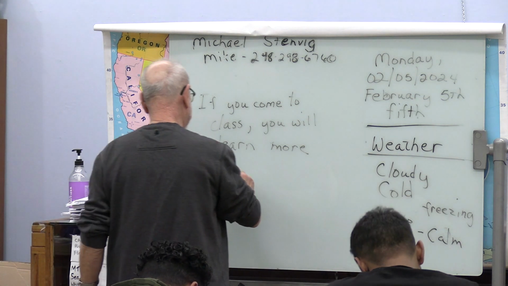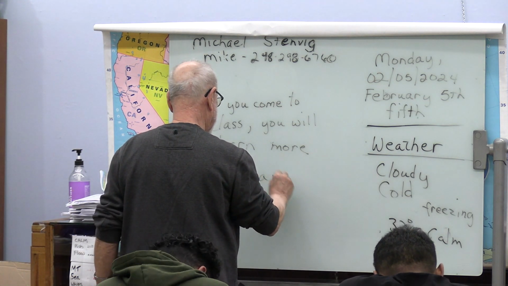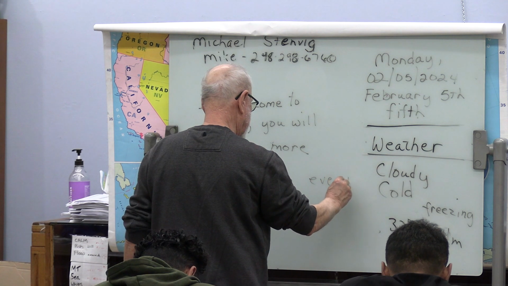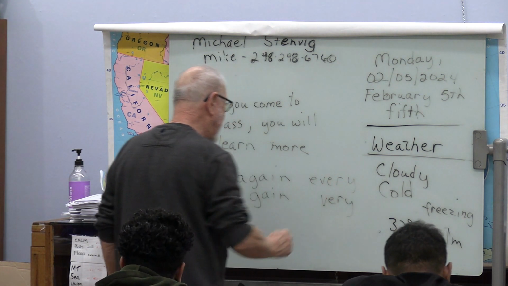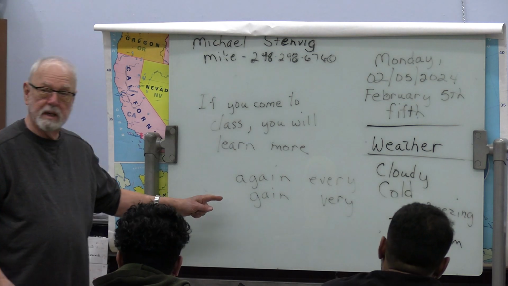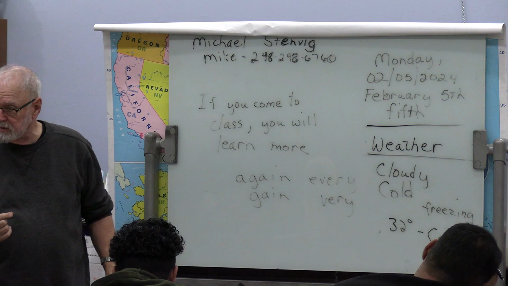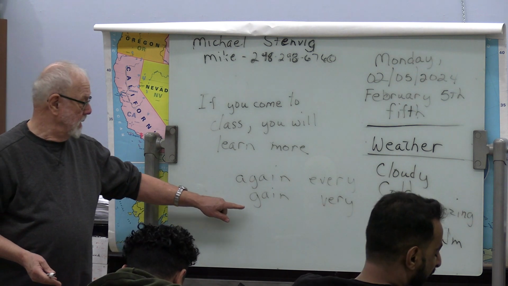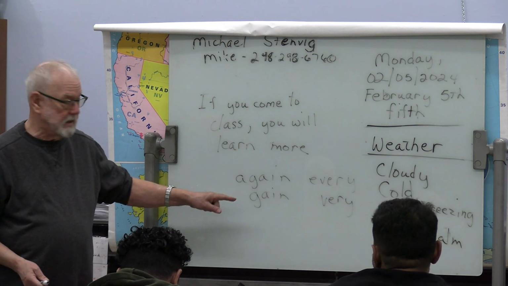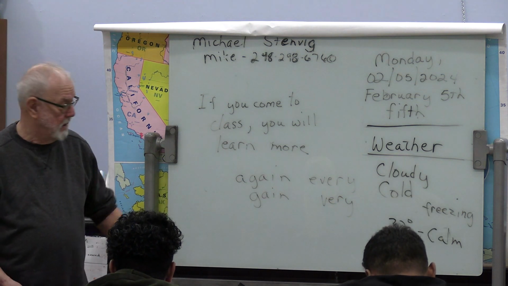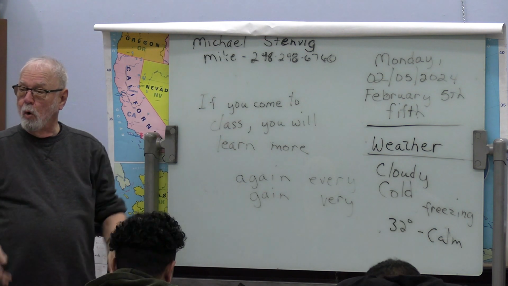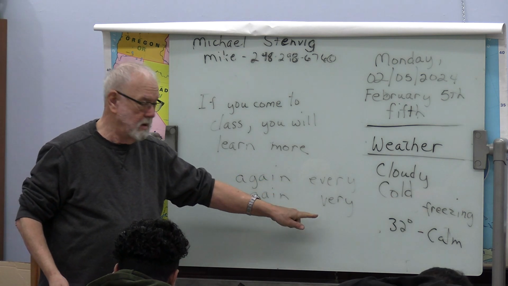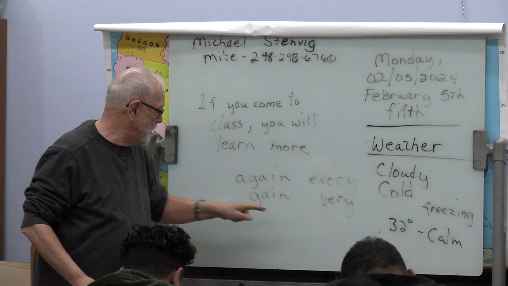Every meal. We have to take a look here. We have to pay attention to the beginnings of the words to make sure we get these vowels here. Again. One more time. Again. It has nothing to do with this. This one means another time. This one means increase. More. Every.